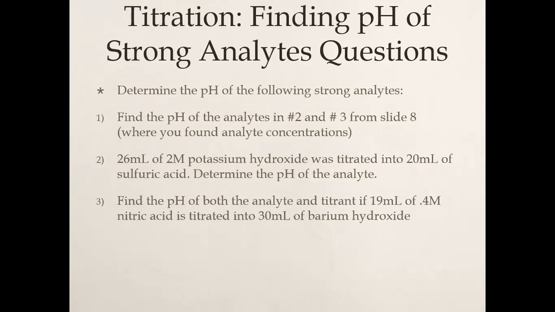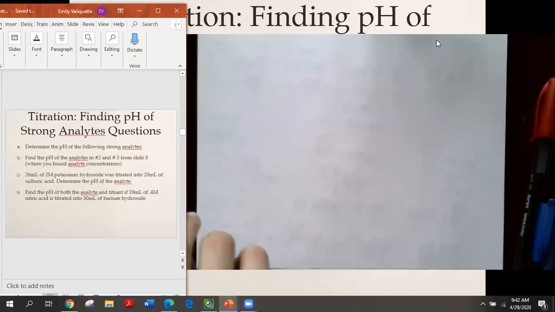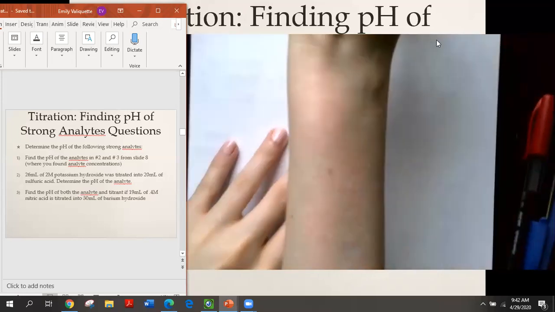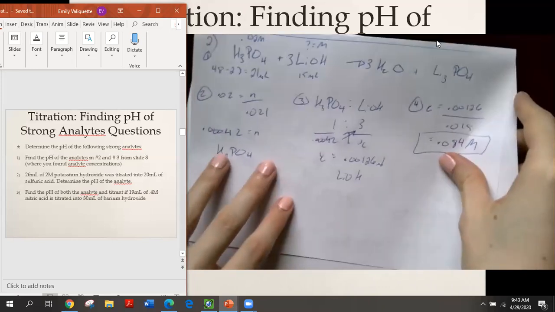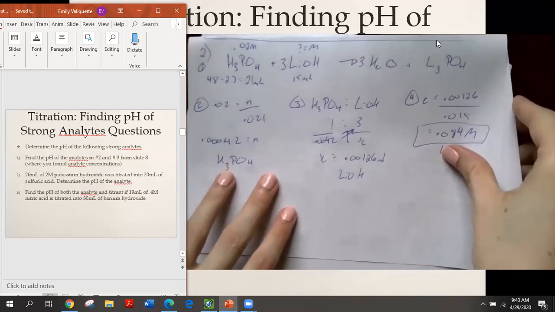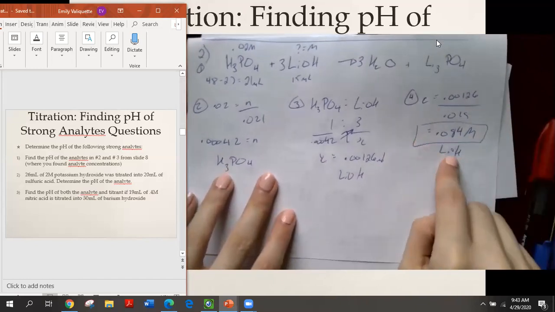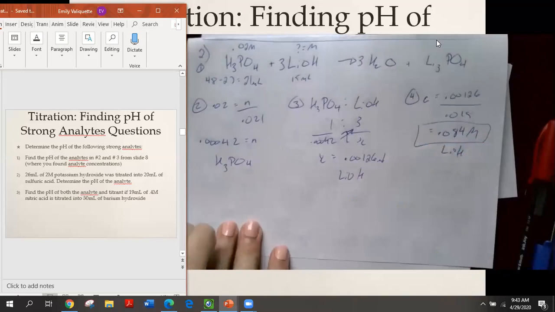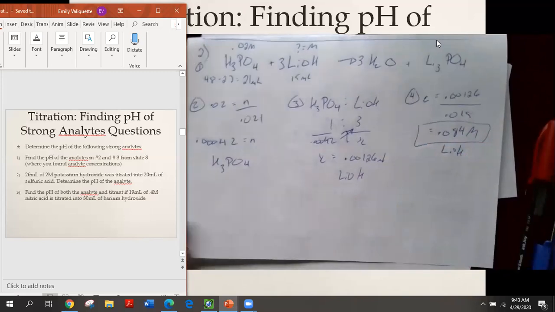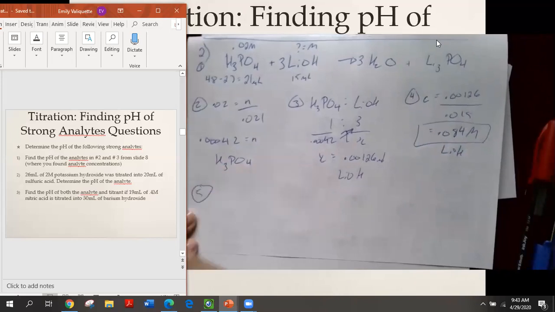So again, that's an example that you can look through of how that would work. Let's go through, we'll do number 1 together, and then you guys can try number 2 and 3 on your own. So for the first question, it's asking about the pH of the analytes from questions 2 and 3. So question 2, this is what we've already done for that question. And that's where we figured out that the concentration of our lithium hydroxide, which is the analyte in this case, was 0.084.